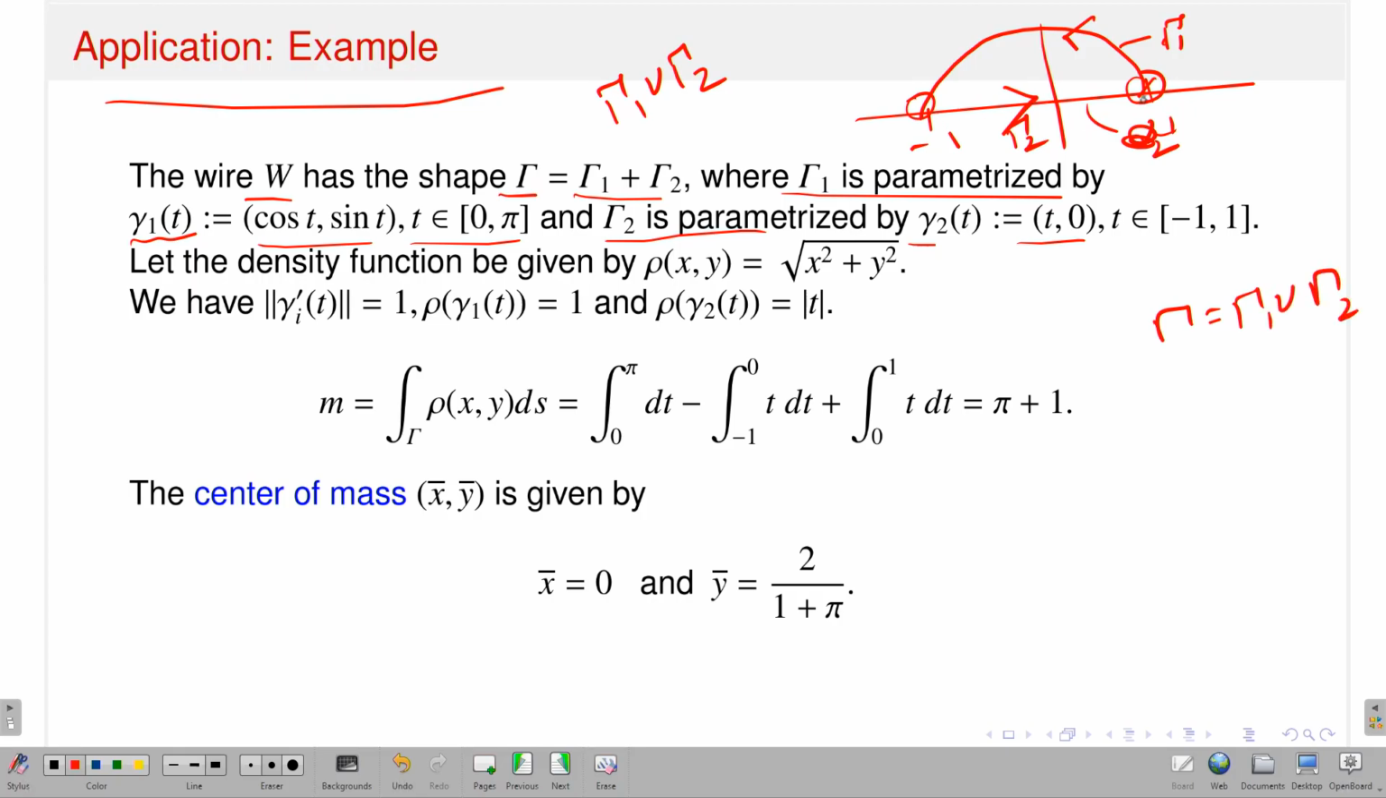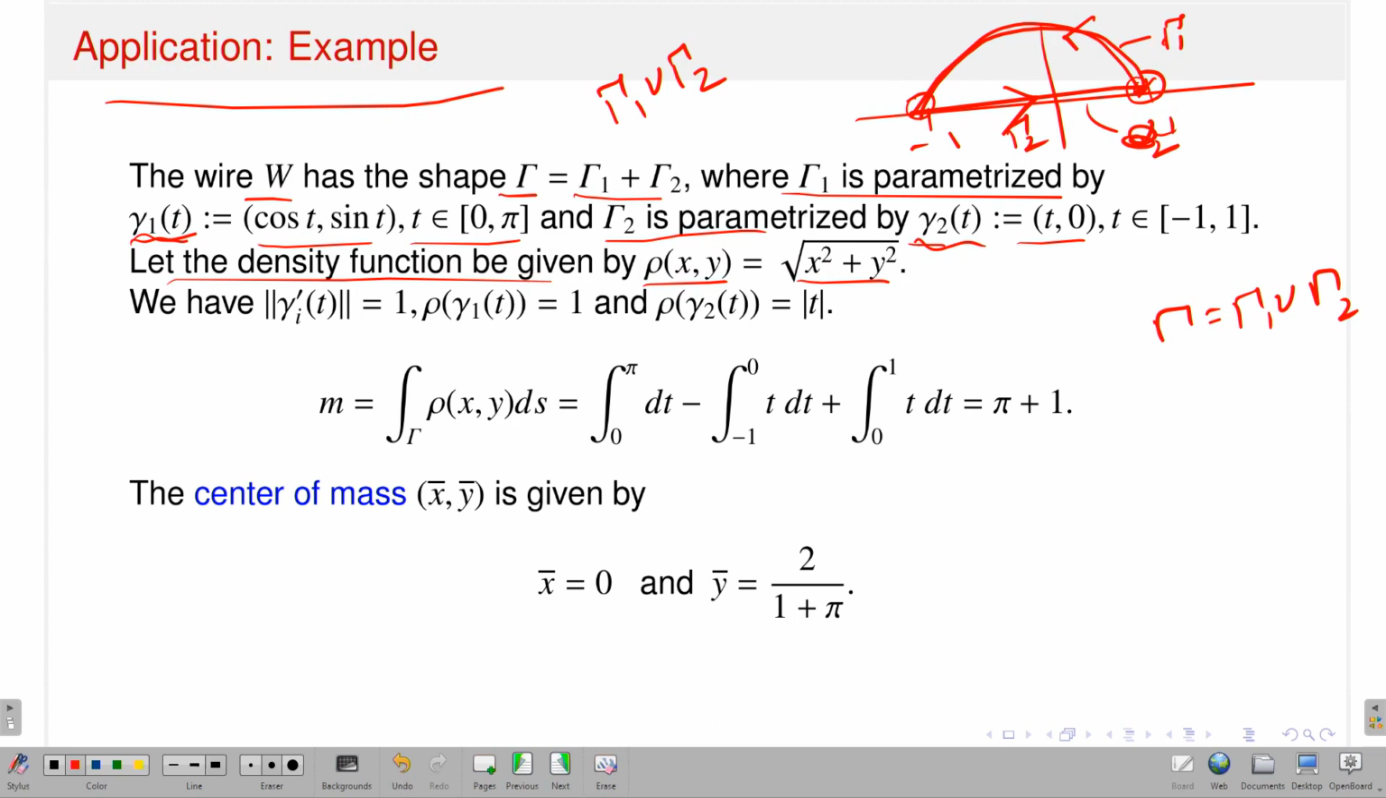So what is my curve? You start from here, go back here, then come back here. This is the capital Gamma, which is Gamma 1 union Gamma 2, and the parameterizations are given by small gamma 1 and small gamma 2. Suppose the density function is rho(x, y) equals square root of x square plus y square. Then you have to calculate the total mass and the center of mass.